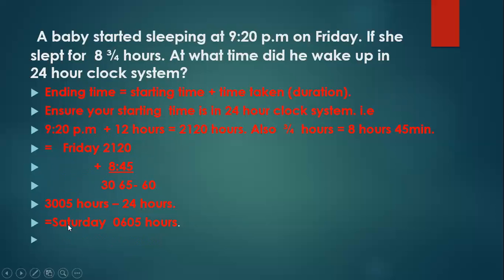But at what time? You subtract 30:05 hours minus 24 hours, and you will get in 24-hour clock system, the baby woke up on Saturday 06:05 hours. Or if they want it in 12-hour clock system, it is Saturday 6:05 a.m. in the morning or after midnight.